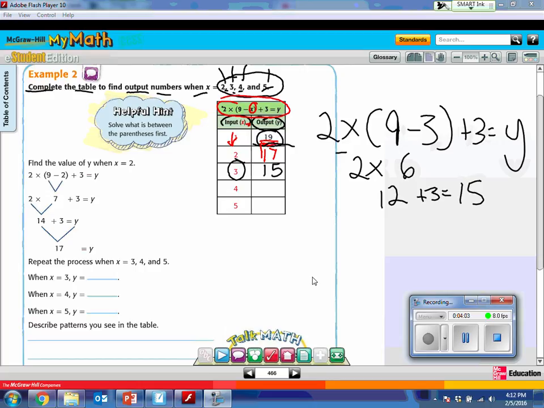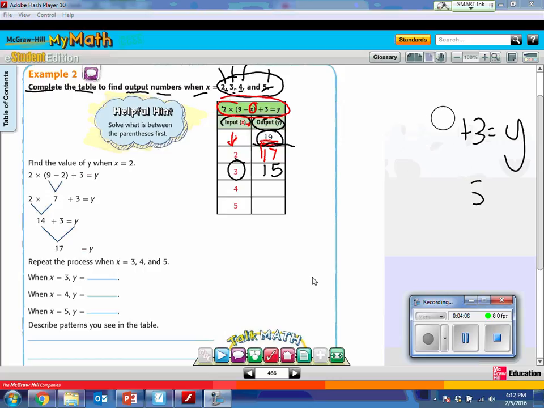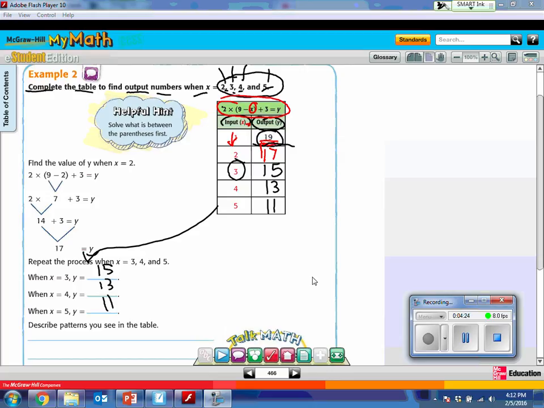Interesting. If we keep on going, we would find that our next number would be 13, and our last number would be 11. All right, so then taking this information down here, if we use 3, we have 15. We use 4, we'd have 13. And we use 5, we have 11. Describe the patterns we see in this table. Well, I know that my y's are all odd, and my x's are going down by 1. All right, and that is what we're going to be focusing on today.